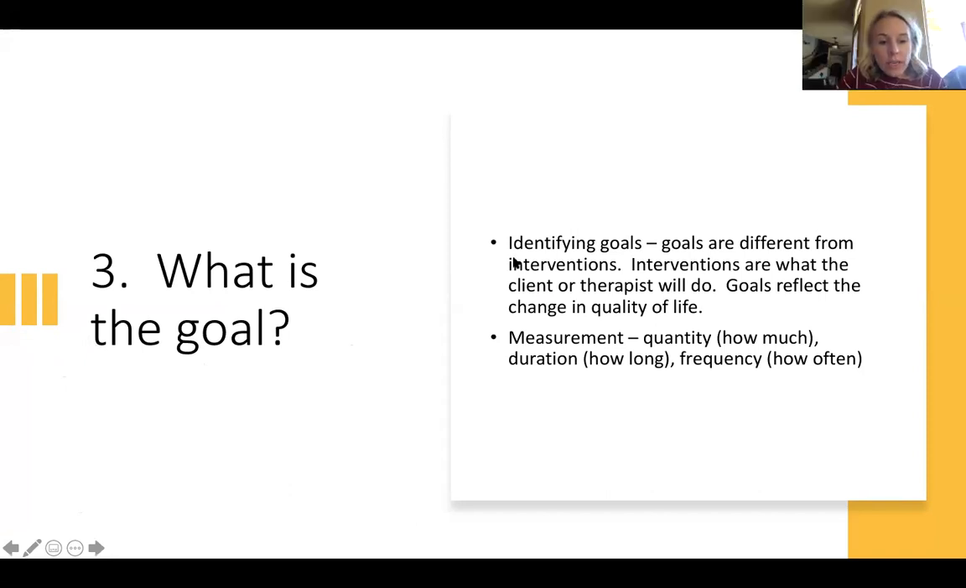So what is the goal? Identifying goals. Goals are different from interventions. Interventions are what the client or the therapist will do. Goals reflect that change in quality of life. So we've got to think about measurement, quantity, how much, how long, the frequency. These are all things we're thinking about as we're creating this goal attainment scale. And you'll see here in a minute, what I found with this goal attainment scale is once I go through this, it's a lot easier to create very measurable, targeted goals when I use this scale.